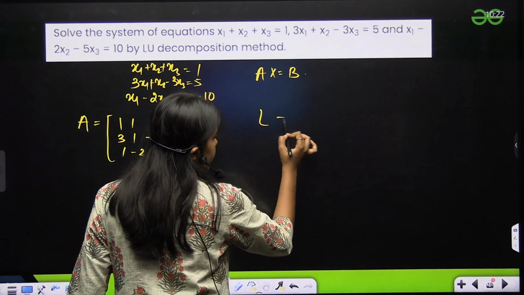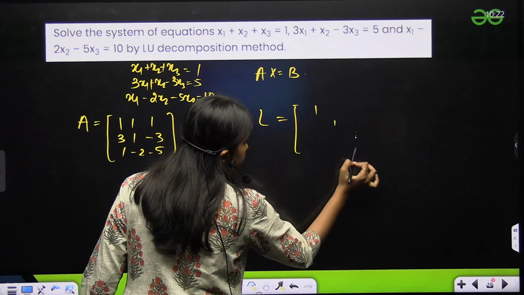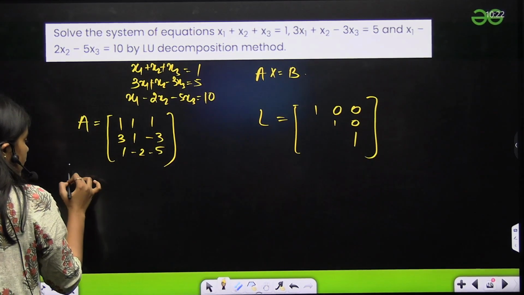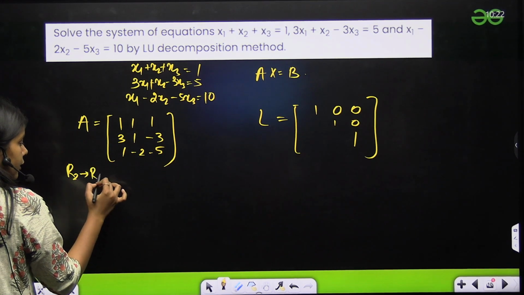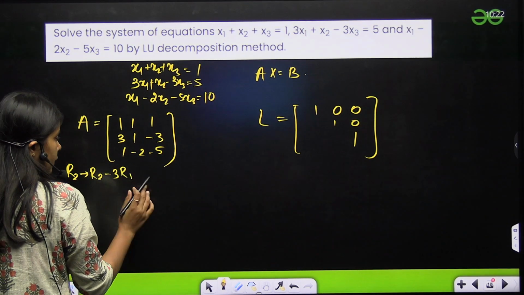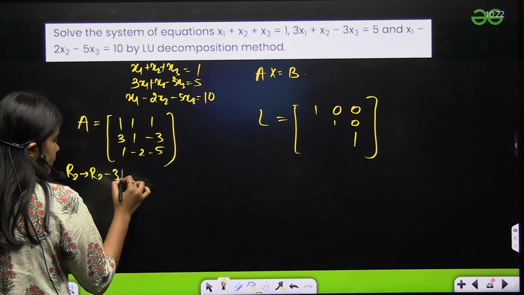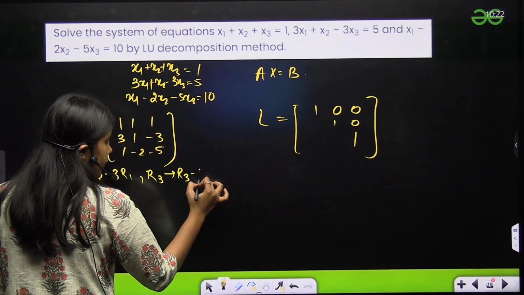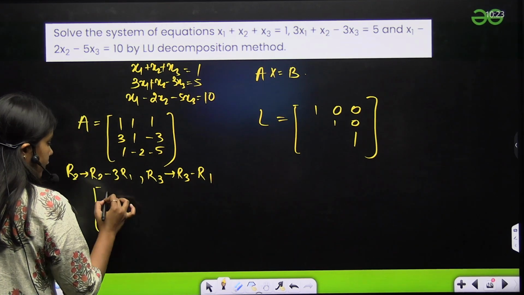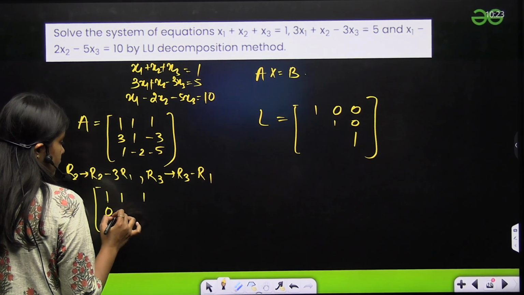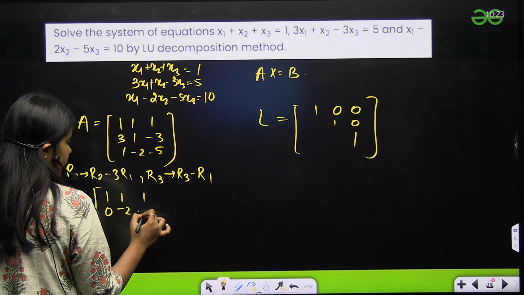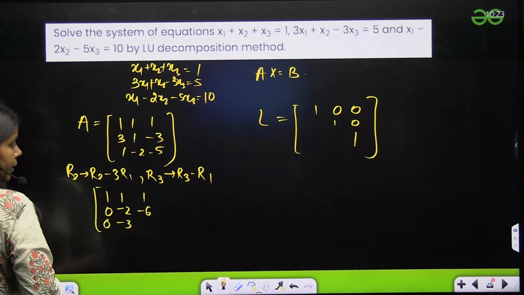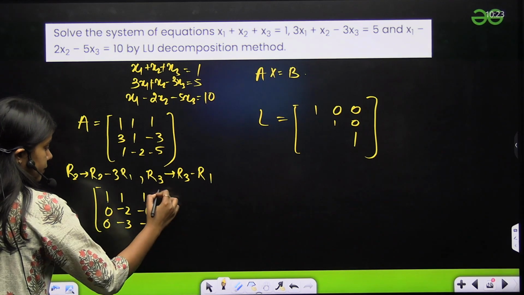I'll take the L matrix as 1 1 1, and this would be 0 0 0. Let's just row reduce it. R2 tends to R2 minus 3 R1, and R3 tends to R3 minus R1. What would I get? I'll get 1 1 1, 0 1 minus 3, which is minus 2, minus 3 minus 3 which is minus 6. R3 minus R1 gives minus 3, minus 5 minus 1, minus 6.